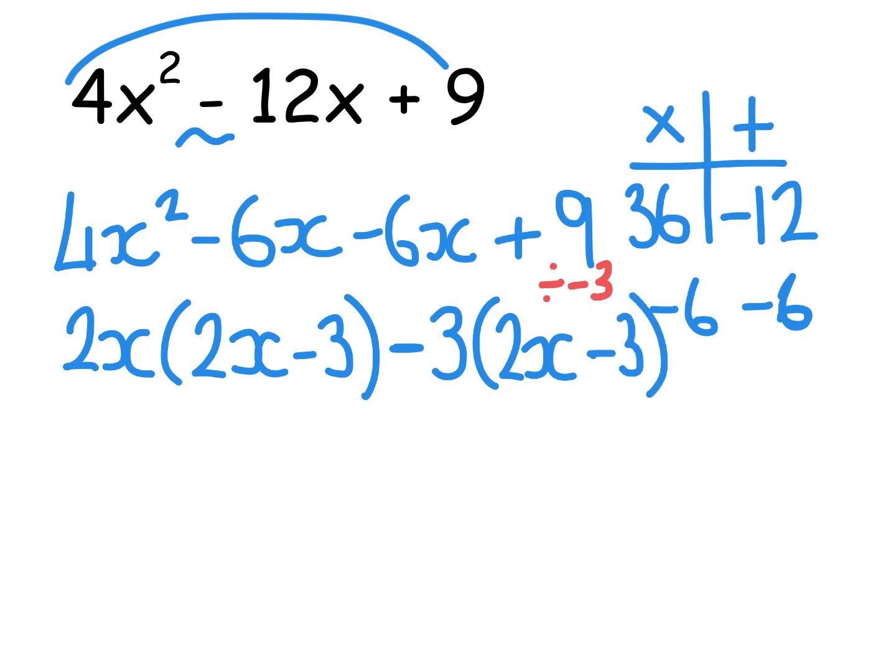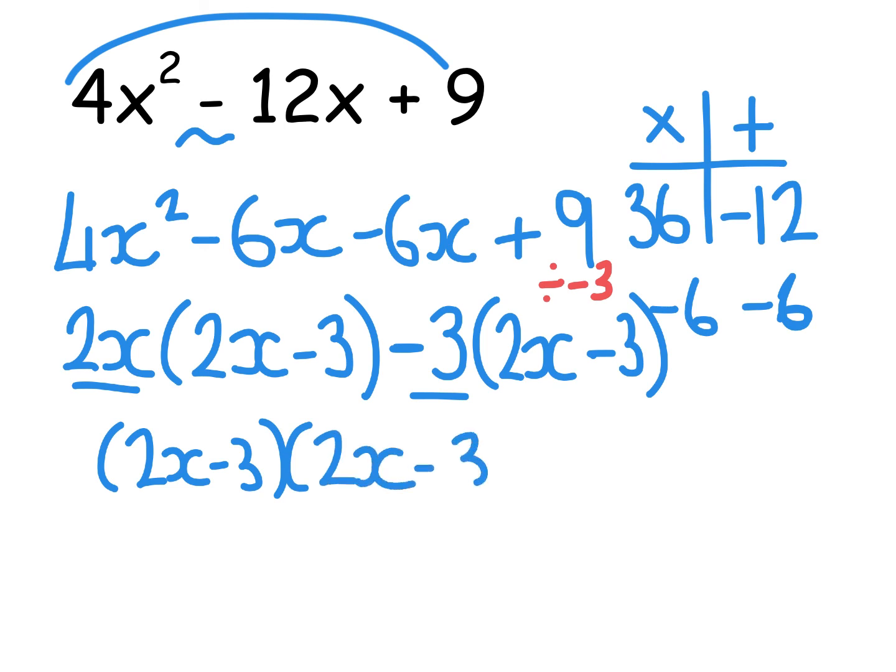And remember, if you didn't change the sign there, you wouldn't have brackets that matched either. So then my brackets are a 2x minus 3. And the bits at the front are also 2x minus 3. So this was actually a repeated bracket. And again, check your outsides and your insides. Outsides give you minus 6. Insides give you minus 6. That gives you minus 12 in the middle. So I've got my answer.